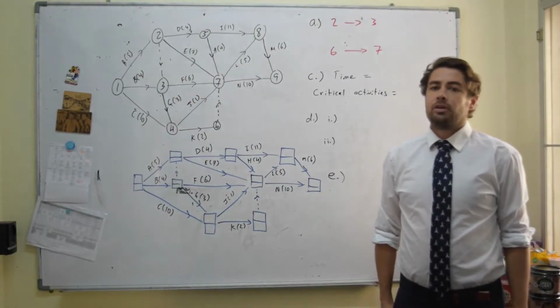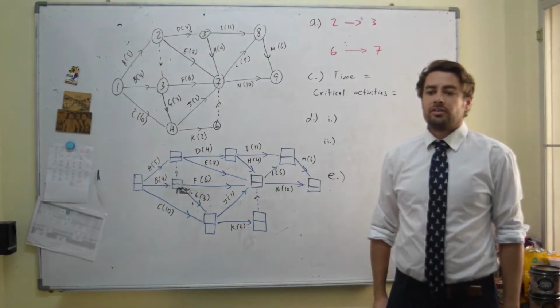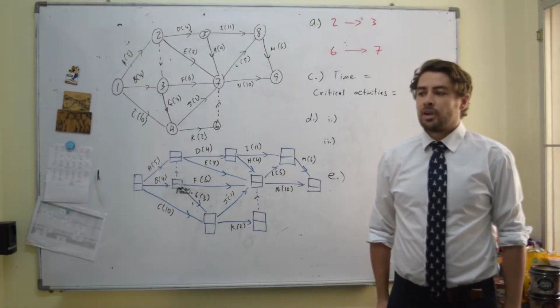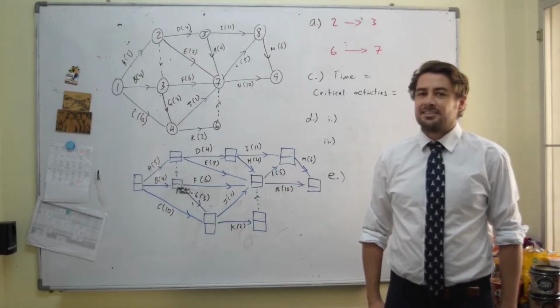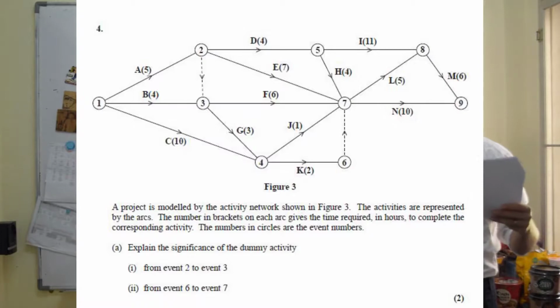To start with, we're going to look at this question here from the 2019 June exam for D1. This is question 4, which is about critical path analysis and the answers. So the question asks, a project is modelled by the activity network shown in figure 3.